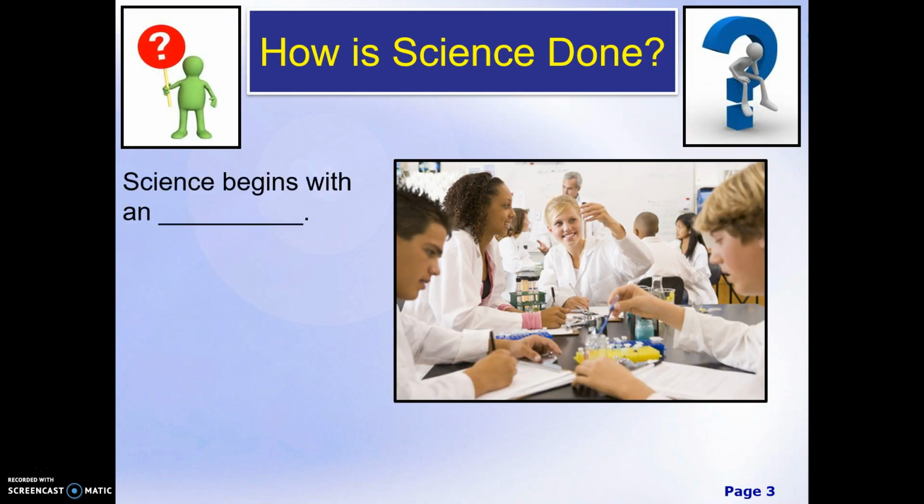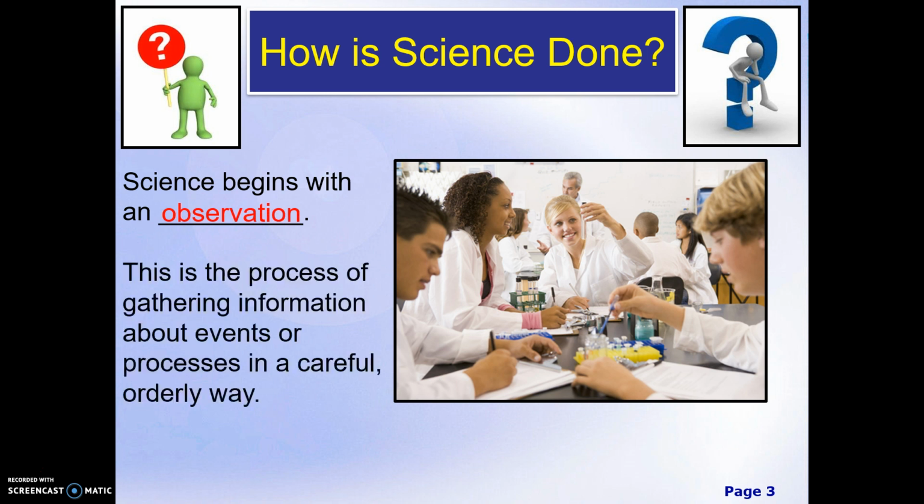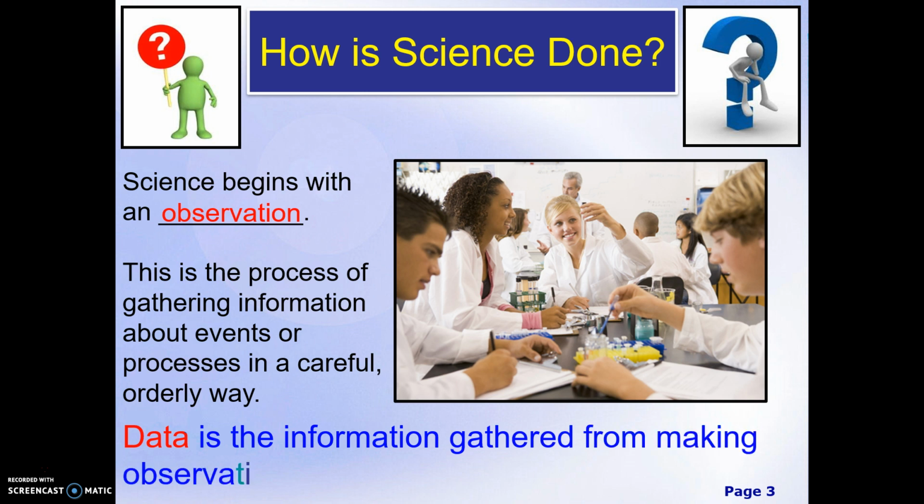So how do we do science? What is doing science? Science really just begins with an observation. We notice something about our world that we want to explain. So the observation is really the process of gathering information about events or processes in a careful, orderly way. We observe that something is happening and we try to gather information on it. So the information that we do gather is called data, but we get this from making observations about something.